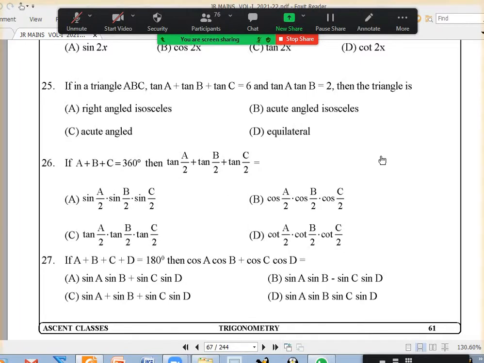Take alpha plus beta as A, alpha minus beta as B, and use the tan of A plus B formula. You find tan A separately, tan B separately. I did not listen to the question completely yesterday, so I said I'll tell later.